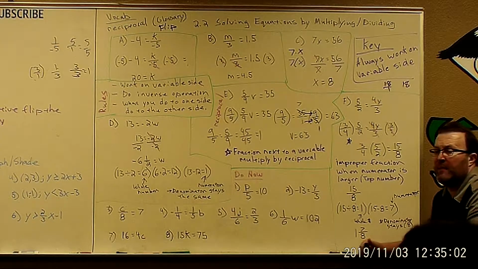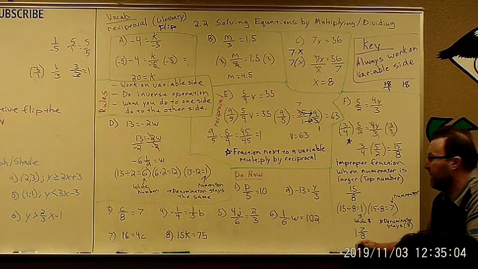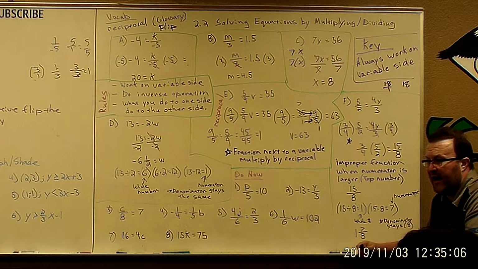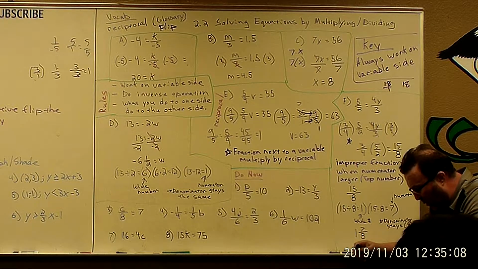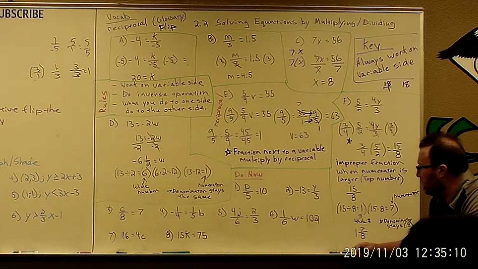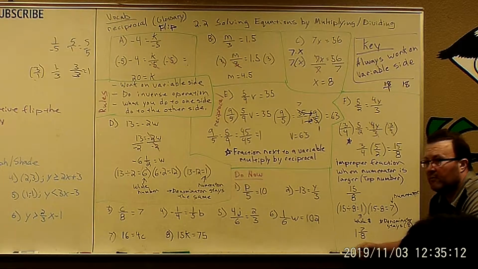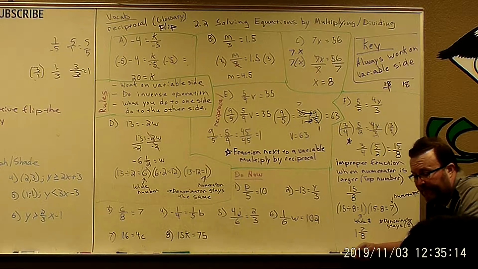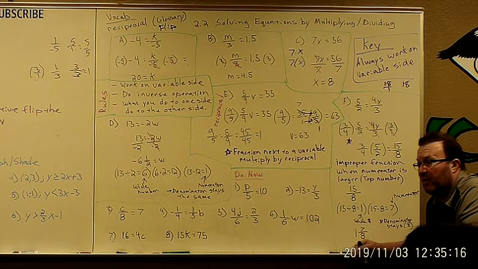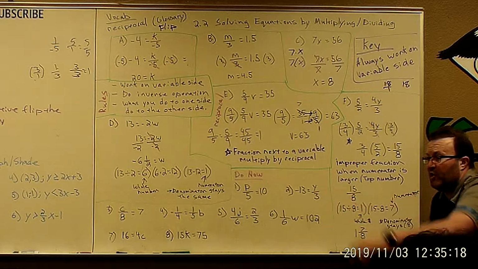Wilson, your time to shine. Go. 15 divided by 8. We'll wait for you. Calculate. 15 divided by 8. I want to know the actual number. Mercedes, do it please.